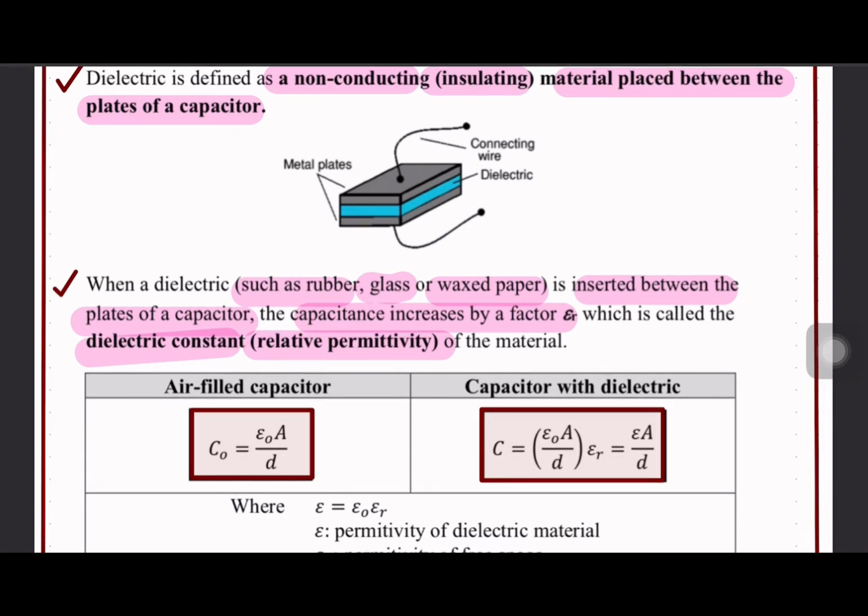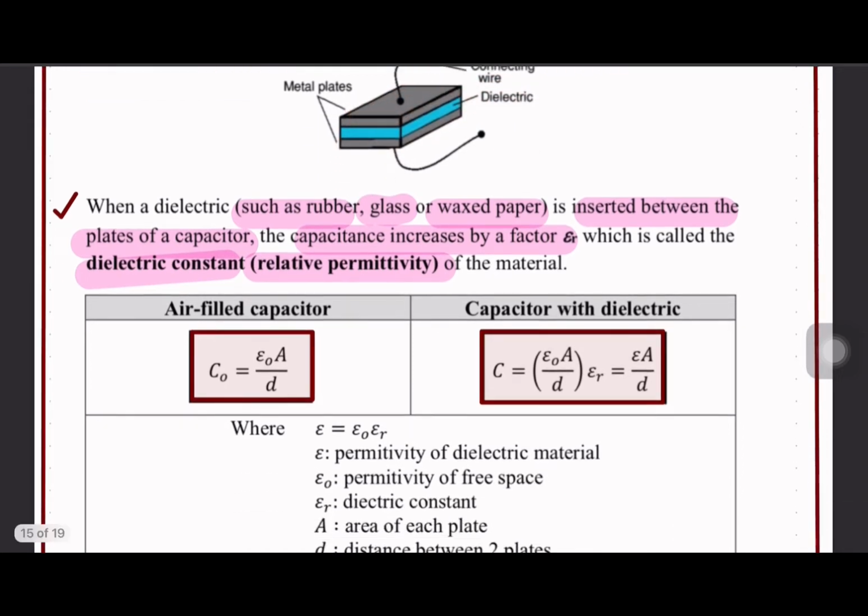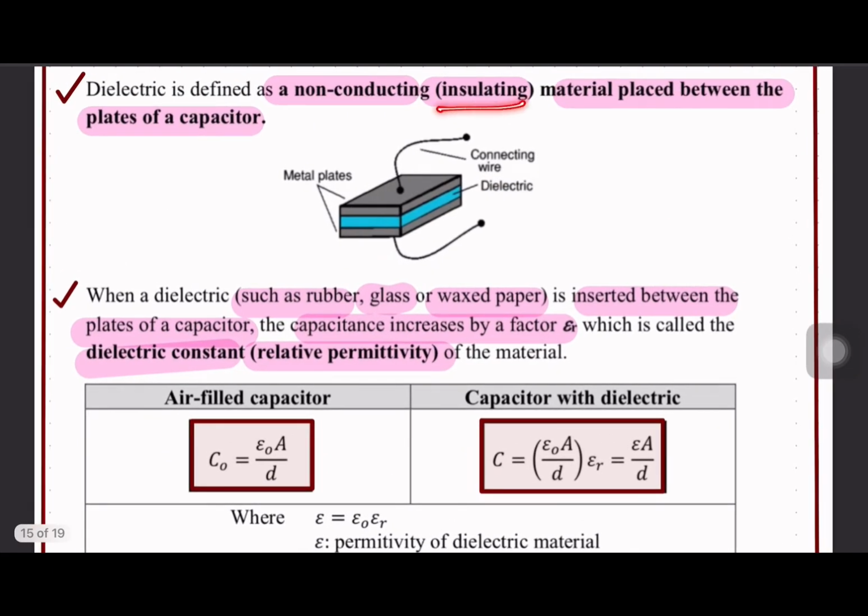Okay, as you can see, we have a metal plate here, and then we insert the dielectric. The blue one is inside between the metal plates. So we have two types of capacitor. First is the air-filled capacitor, meaning the gap between the metal plates is filled by air. The next one is the capacitor with dielectric, meaning you insert something like an insulating material between these two metal plates, which we call a dielectric.